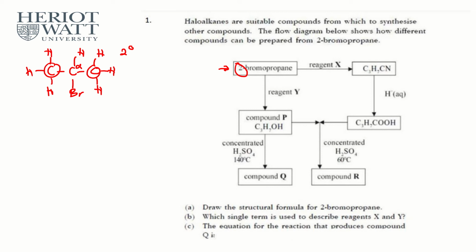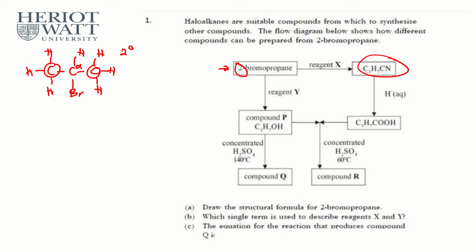So in this case, what reagent will we use to get C3H7CN? Now, if you look at the structure of 2-bromopropane, as well as the final product here, C3H7CN, right? We can check the difference in terms of its molecular formula. So I have 3 carbons initially, at the end, still 3 carbons. I have 1, 2, 3, 4, 5, 6, 7 hydrogens at the beginning, now still 7 hydrogens at the end. So the only difference between 2-bromopropane and C3H7CN is the Br and the CN.